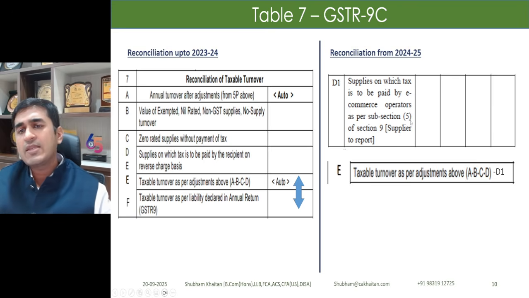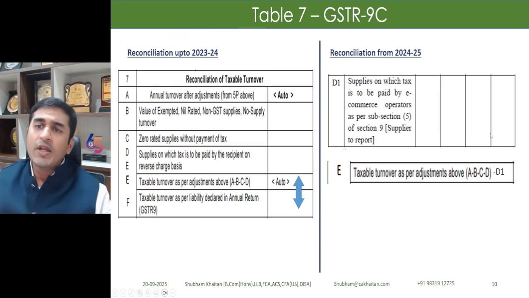So if I am making any supplies through e-commerce platform, in that case, I will be reporting it here because I will not pay the taxes, e-commerce platform will pay the taxes. So that will be reduced from my taxable turnover.